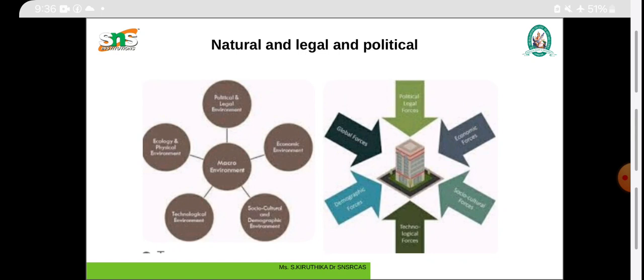Now we will see the natural environment. Natural factors in the macro-environment are important because they are natural resources which are needed as production inputs for business. These are also the natural or non-renewable resources, oil, coal, metals, minerals, etc. They impact the organization's production.